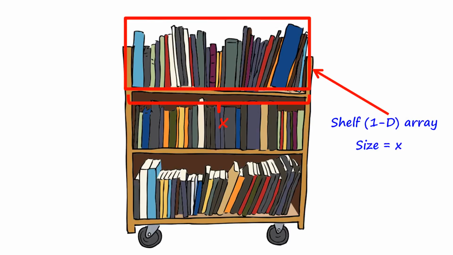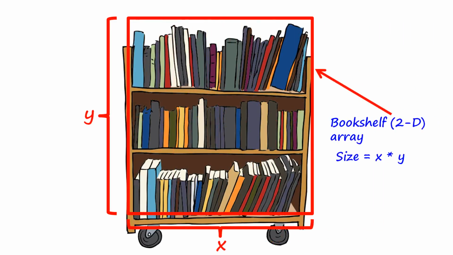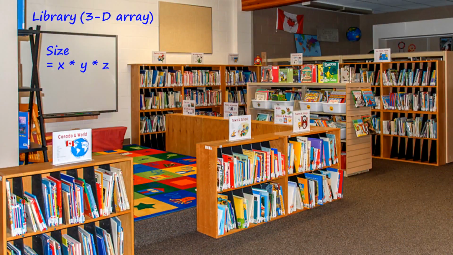Similarly, now consider the whole bookshelf. A bookshelf contains Y number of shelves. So a bookshelf is a 2D array with Y number of shelves and X number of books in each shelf. So size of bookshelf is X cross Y. Now let's say the bookshelf is in a library and that library contains Z number of bookshelves. Now that is a 3D array and size of which is X cross Y cross Z.